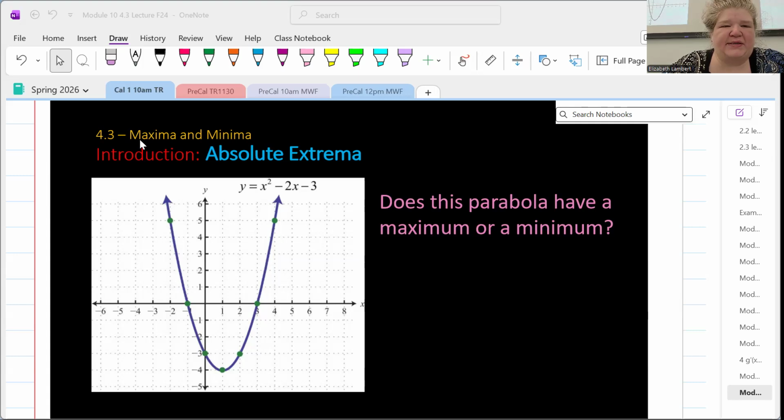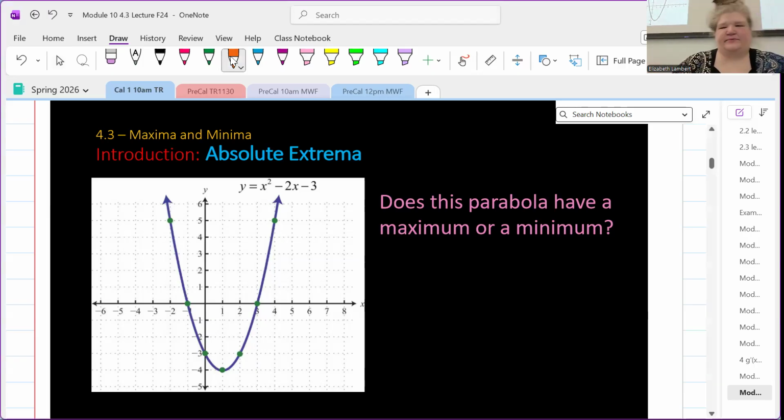So what we're looking at in section 4.3 is maxima and minima. So we're going to figure out how can we determine where a graph has a max or a min. So when we look at this parabola, does it have a max or a min? Yep, a min. It's got a low point.